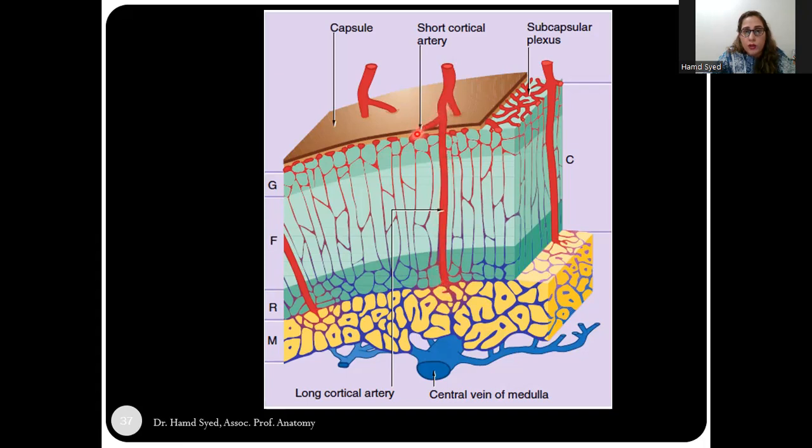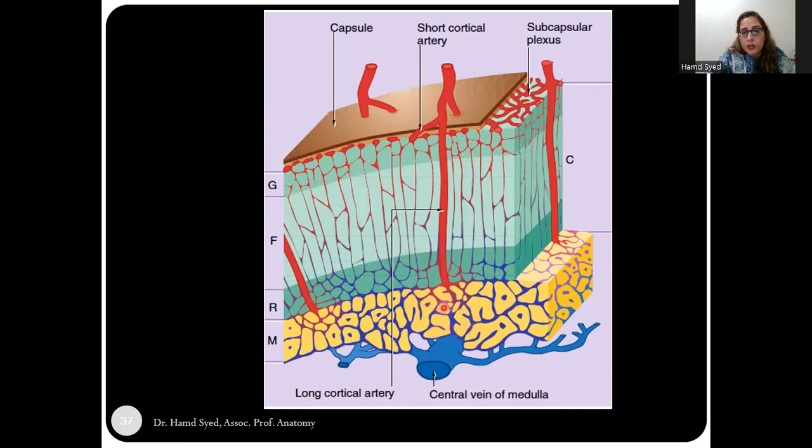So short cortical arteries are entering the adrenal cortex. And you can see, if you follow my laser pointer here, the long cortical arteries, they are entering the adrenal medulla directly. So adrenal medulla now has a dual blood supply because it is receiving the arterial blood from these long cortical arteries, plus it is also receiving the venous blood, which is coming from the adrenal cortical capillary plexus. So the venous blood is also being poured into adrenal medulla.